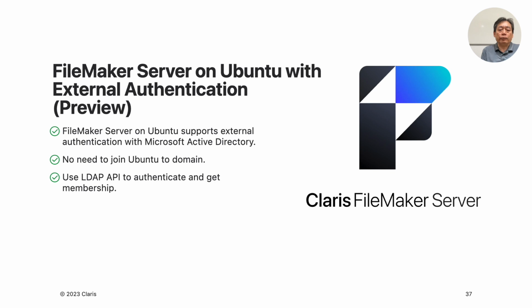You just need to input the Active Directory domain controller address, entry point, and TLS option in the admin console for FileMaker Server to connect to. No need to join Ubuntu as a member machine to the Active Directory. LDAP APIs are used to authenticate and get membership of users. Let's see a quick demo.